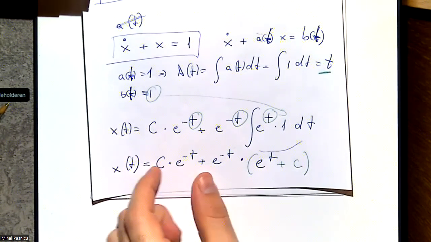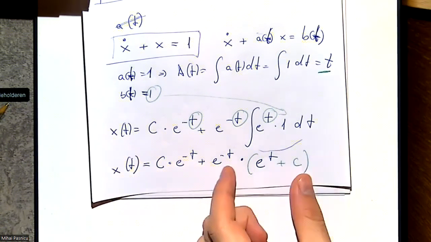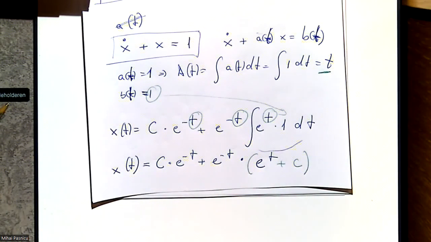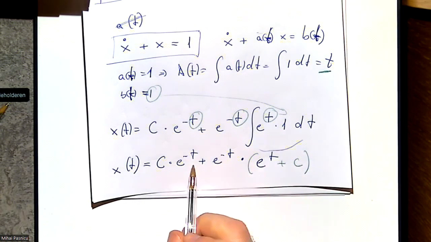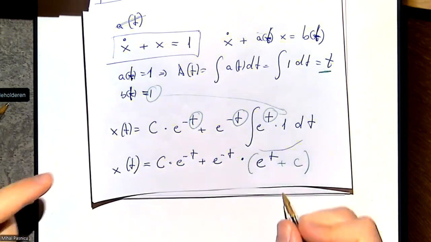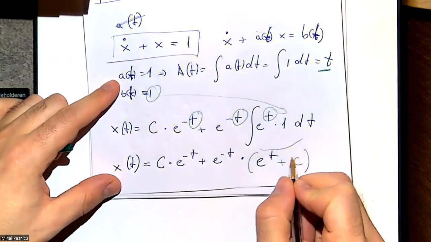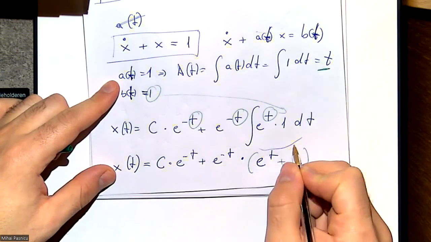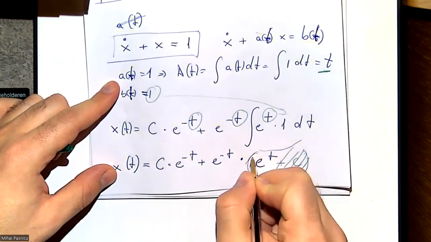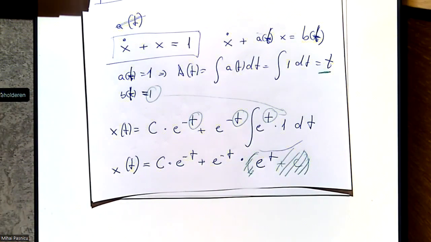So don't fall into this trap, okay? I don't need to write it, because I would just get another constant times e to the minus t, which I don't need. So in this case, careful. I don't need this. This is enough.